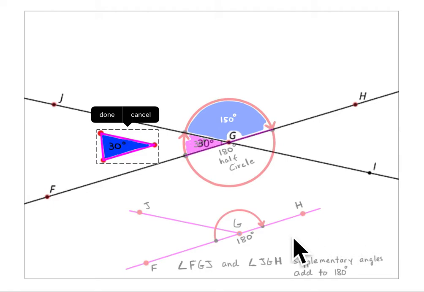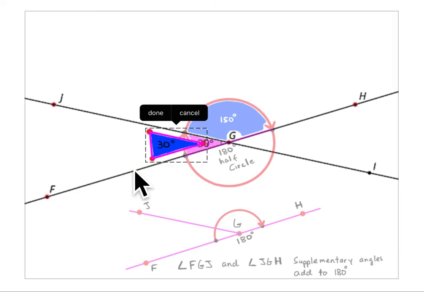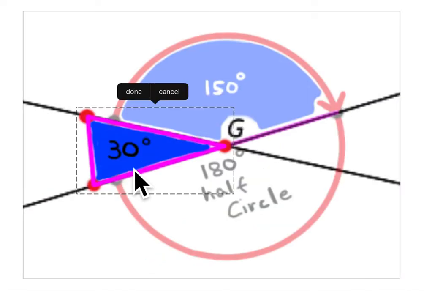Okay, the next part of the activity asks you to find another 30-degree angle in this figure. So I'm going to take this 30-degree angle right here, and I just drew it right here, and I'm going to slide it right up against there.